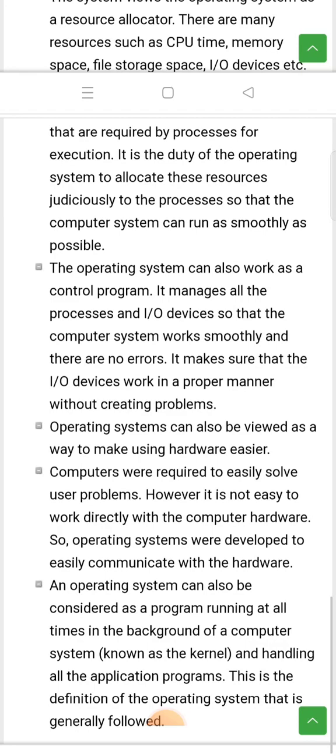Operating systems can also be viewed as a way to make using hardware easier. Computers were required to easily solve user problems. However, it is not easy to work directly with the computer hardware, so operating systems were developed to easily communicate with the hardware. An operating system can also be considered as a program running at all times in the background of a computer system, known as the kernel, and handling all the application programs. This is the definition of the operating system that is generally followed.